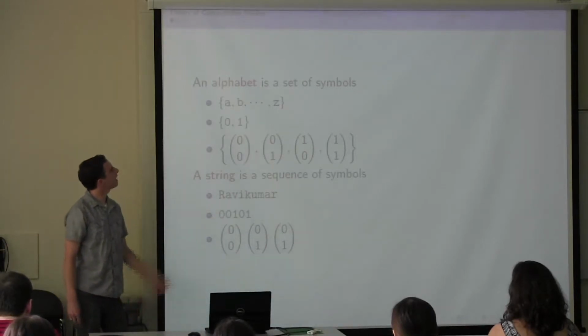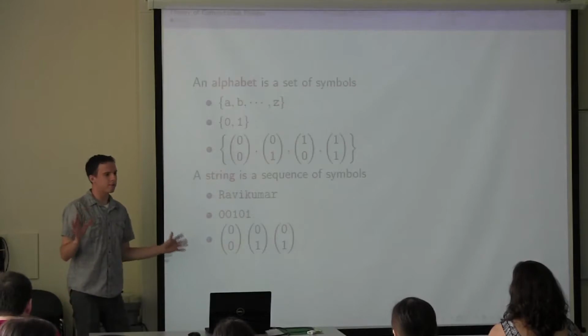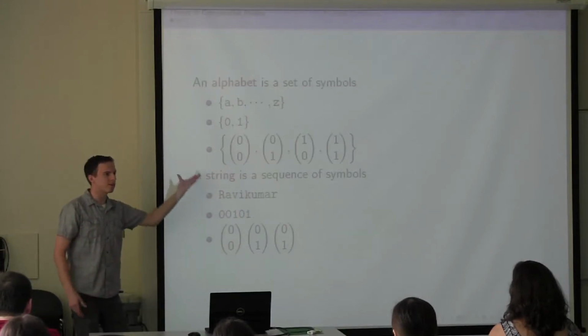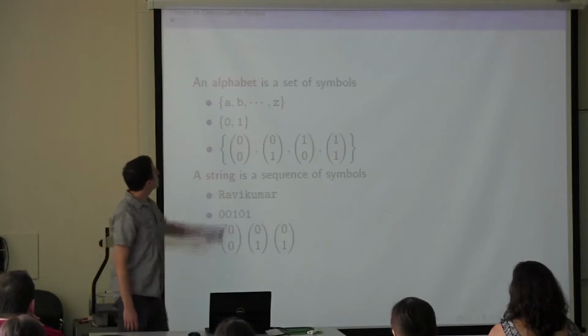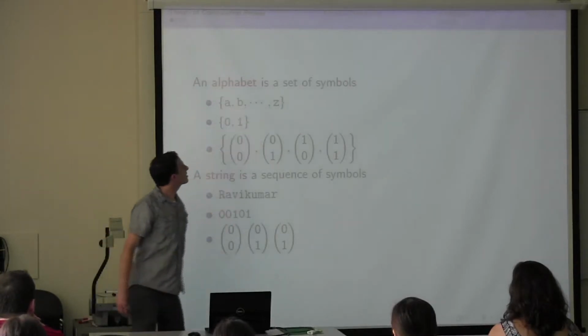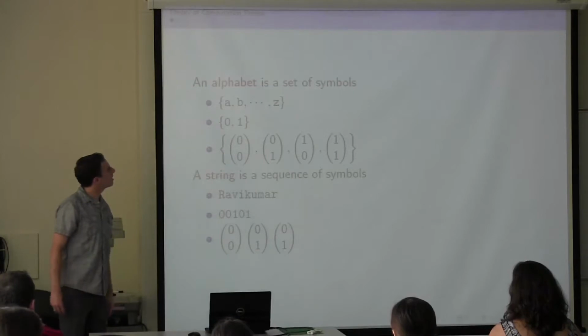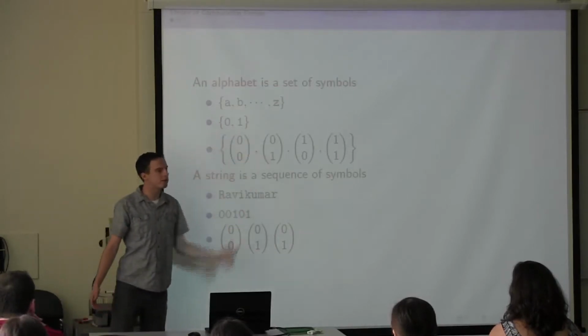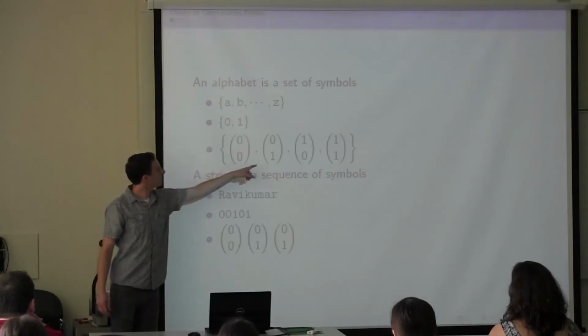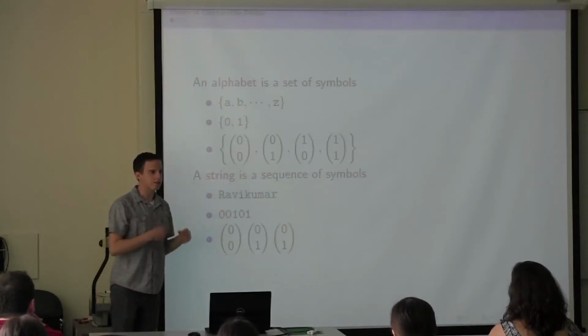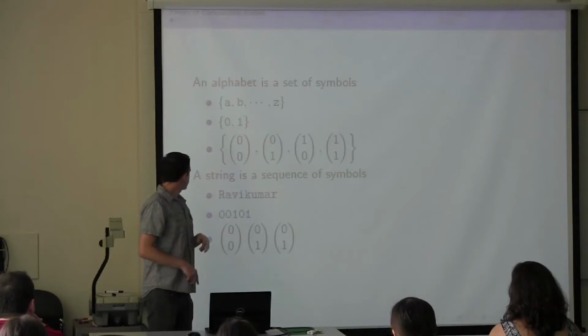So an alphabet, you don't have to memorize these, but I just want to say them because I might use them and you should know what they mean. An alphabet is a set of symbols. This can be like the alphabet we're familiar with, the 26-letter alphabet of lowercase a to z, right? This is the binary alphabet, 0 and 1. Or it can be more complicated, right? These are all tuples of zeros and ones, or two-tuples, I guess, pairs.